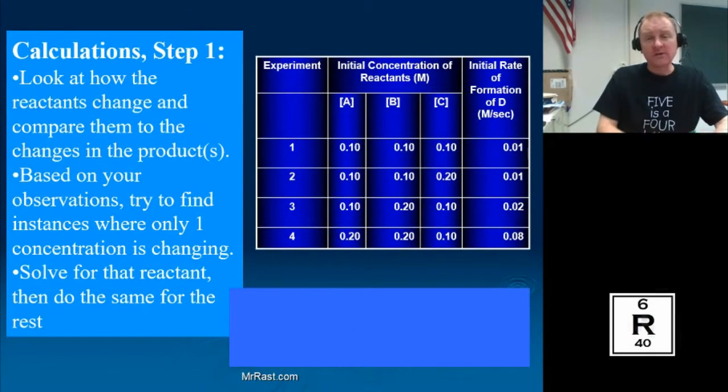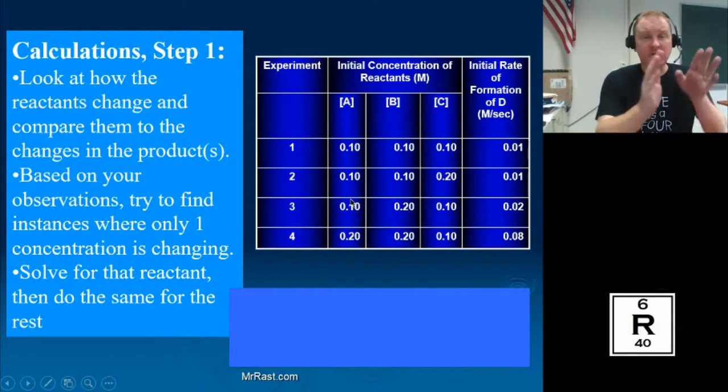The first thing you've got to do when you take a look at this information is look at how the reactants change and compare them with the products that are changing. So look at how the reactants are changing, these values are changing, and look at how that affects the concentration of our product. Based on your observations, try to find instances where only one concentration is changing.